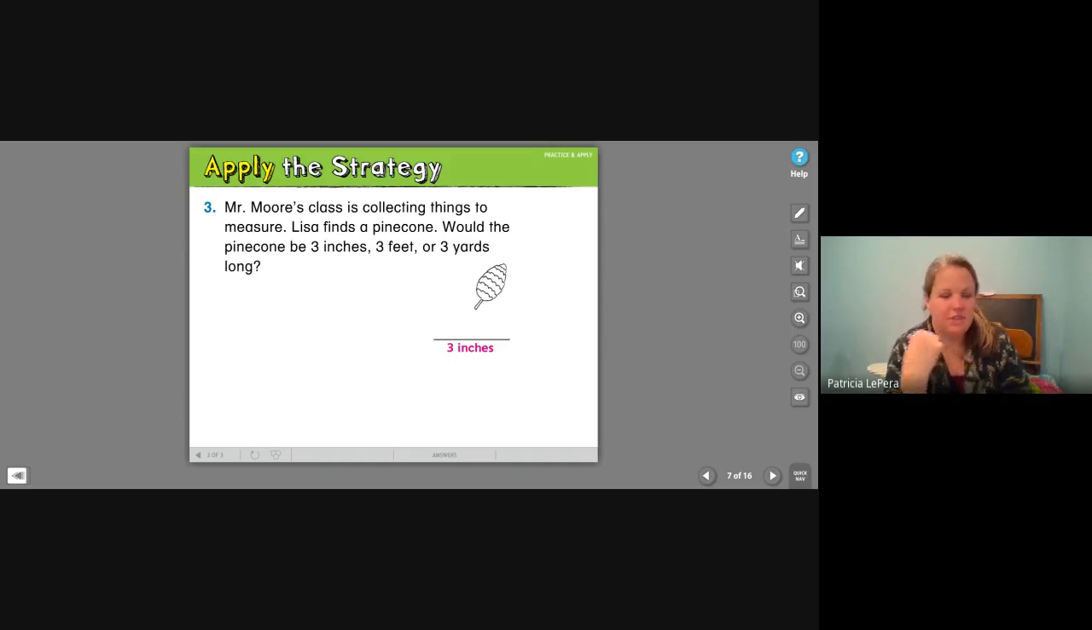Okay. Using logical reasoning, we also sometimes, like this one, need to know what it is that we're talking about. So if I didn't know what a pine cone was, I could either ask someone or look it up.